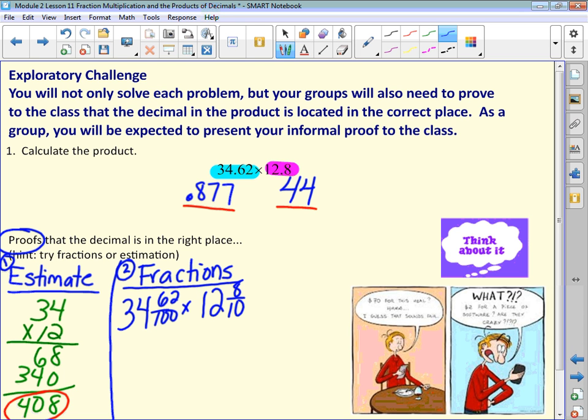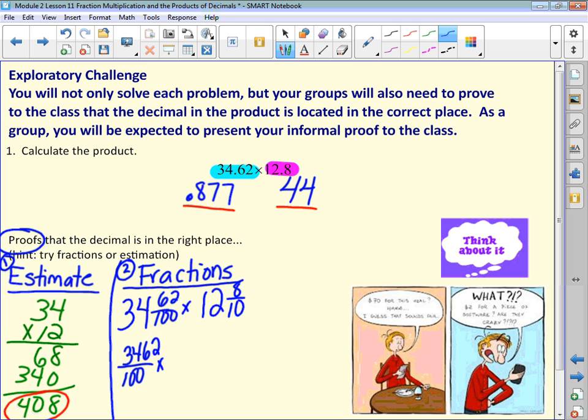Right, we're going to change these mixed numbers into improper fractions. These are big, ugly numbers, but we can totally do this. What's 100 times 34? Right, 3,400. Plus 62 is 3,462, and our denominator stays the same. That wasn't so bad. That's a big, huge monster fraction, but that's easy. We got this.